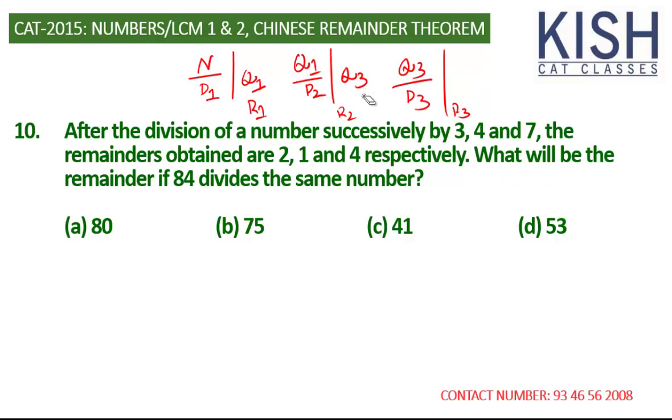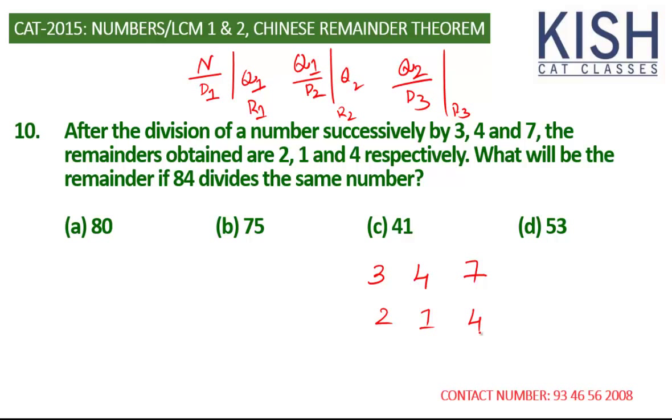Now here quotient 2, not quotient 3, it's quotient 2. Now what this one is, we have got after the division of the number successively by 3, 4, 7, so these are the divisors 3, 4, 7, and these are the remainders 2, 1, 4.